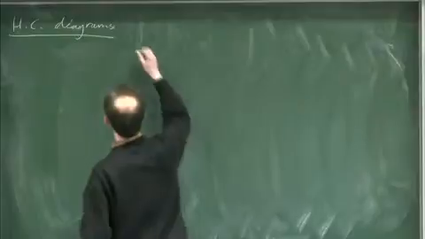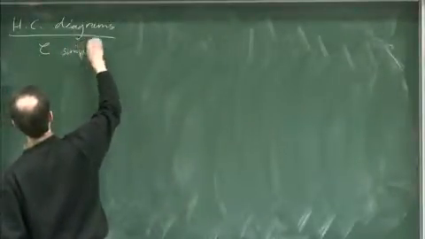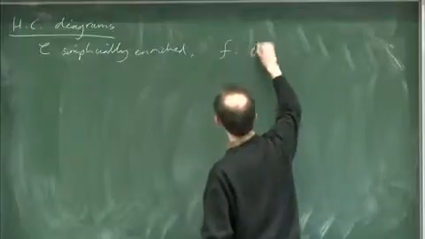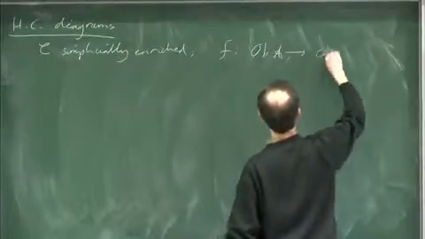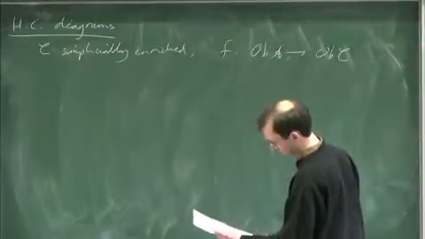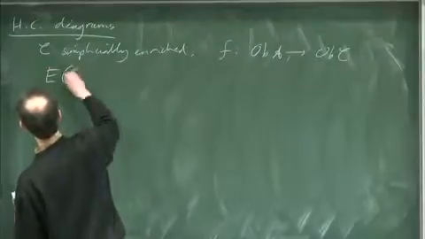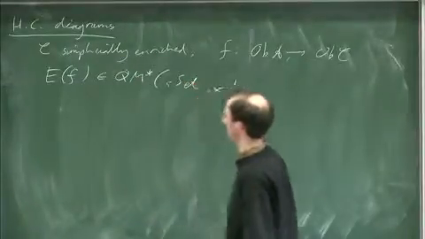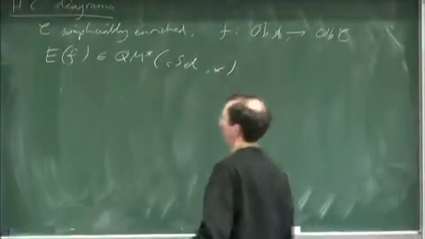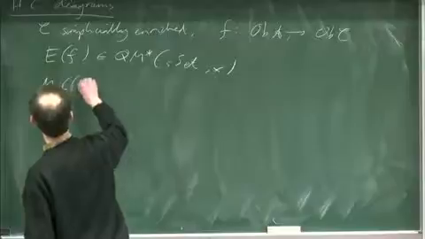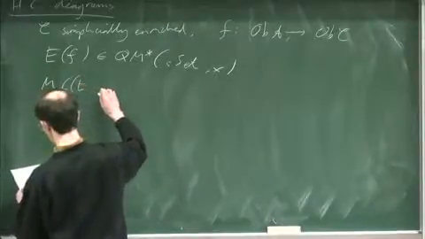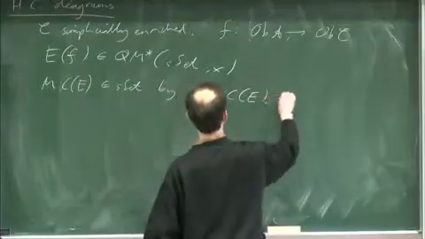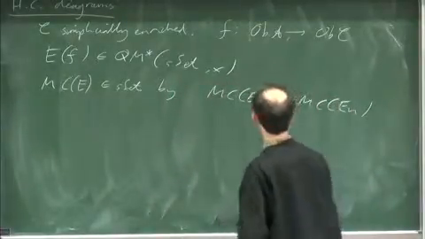So let C be simplicially enriched. And again, we have F from the objects of A to the objects of C. Now, we find that the equations we had before give us a quasi-comonoid in simplicial sets. And so we can then define MC E, a simplicial set, by MC E in level n is MC of E n.